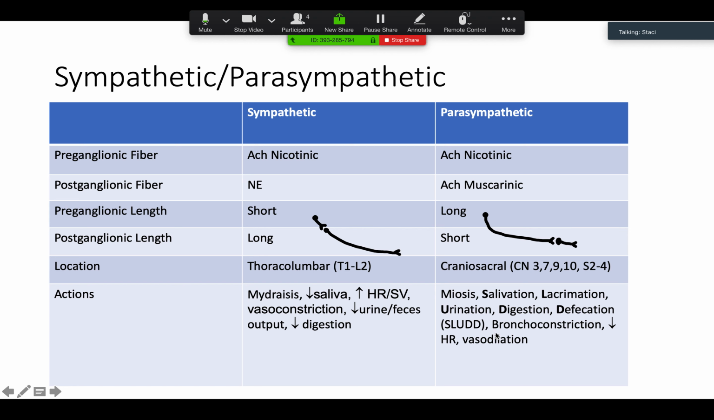Okay, I know sympathetics and parasympathetics can be hard, but it's sort of just baby steps, and you're going to continually be introduced to this, so it'll make more sense along the way.